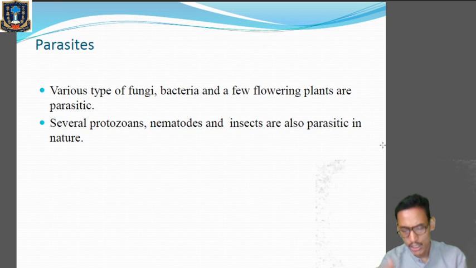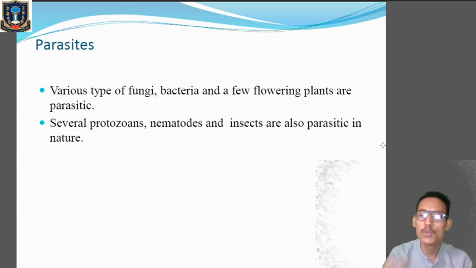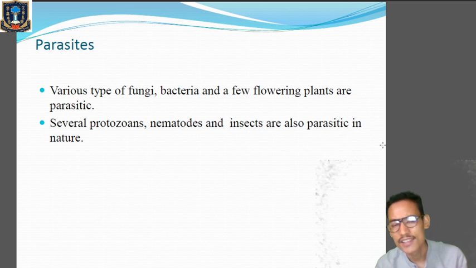Parasites, which will depend upon the body of other host for their nutrients, for their food, for their shelter, we can say that.